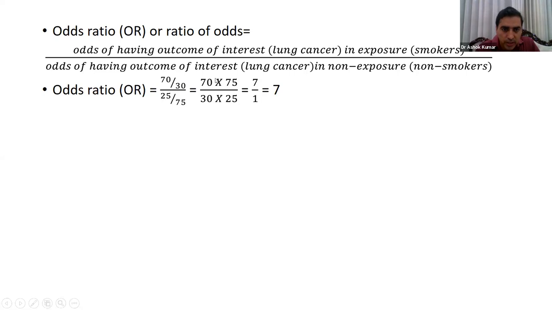So it is 70 multiplied by 75. It is a mathematical property. And this is divided by 30 multiplied by 25, you can see. So when we calculate it, it comes to 7 divided by 1, which is equal to 7. So it's an odds ratio of 7.